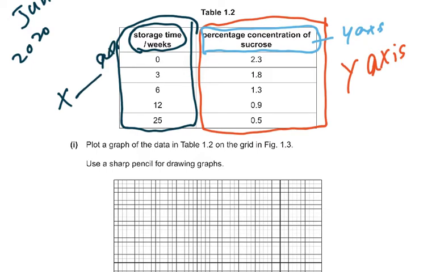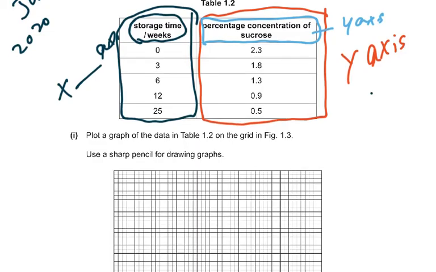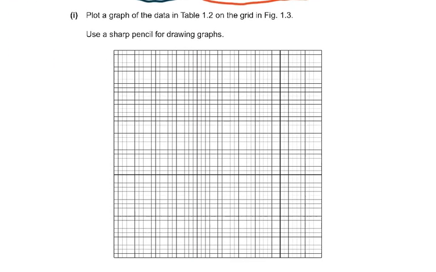So when you label the axis, the first thing you've got to do is write down the whole thing: the x-axis has storage time in weeks. So you write storage time, and you write the unit or whatever it's written in that, and on the y-axis, you write percentage concentration of sucrose.